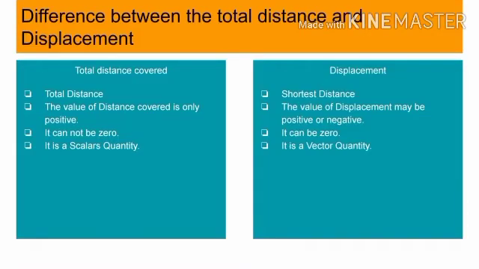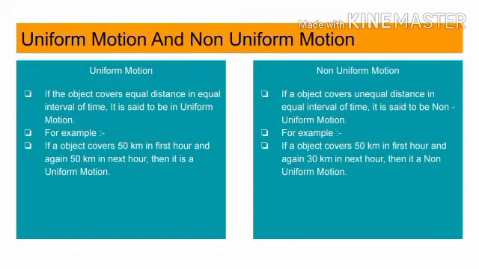Differences between total distance and displacement. Total distance covered means total distance. The value of distance covered is only positive. It cannot be zero. It is a scalar quantity. Displacement means the shortest distance between any two points. The value of displacement may be positive or negative. It can be zero. It is a vector quantity. This can be asked in the examination, because this question is very important from the examination point of view. Differences between uniform motion and non-uniform motion.